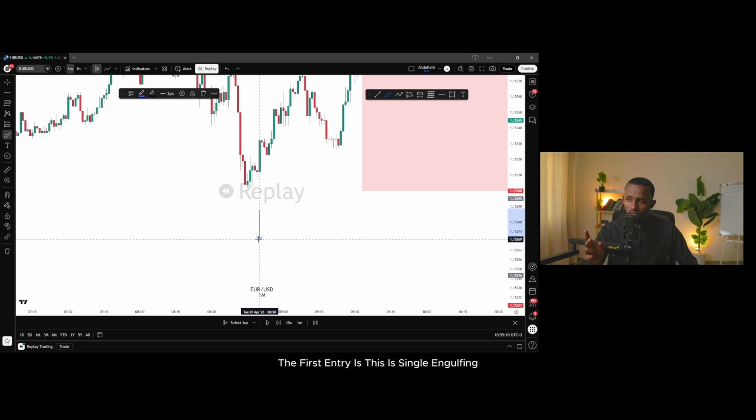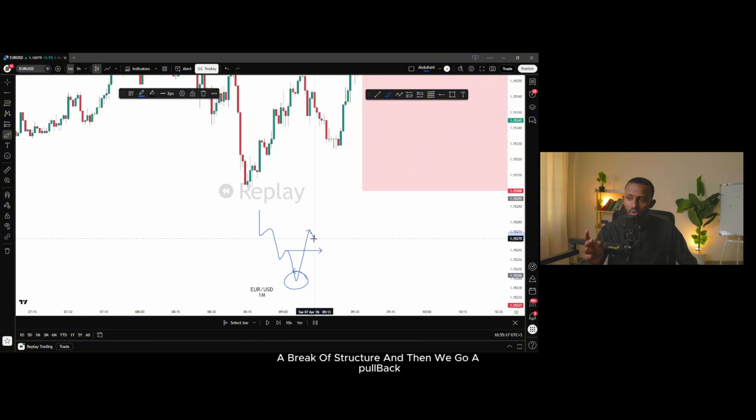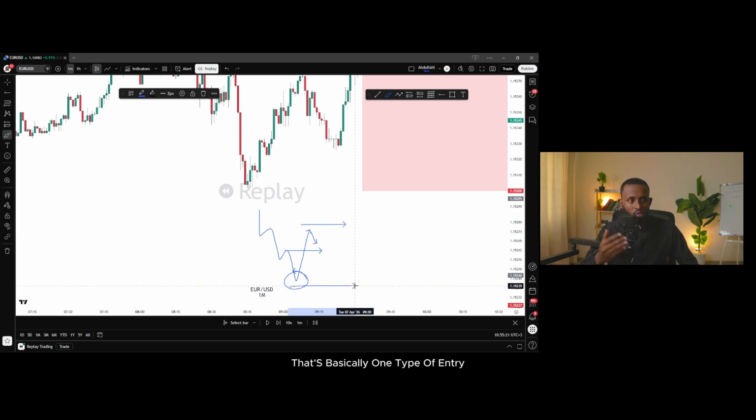The first entry is the single engulfing. We get an empty candle, a break of structure, and then a pullback, and then we put a buy stop there and a stop loss down there. That's one type of entry.